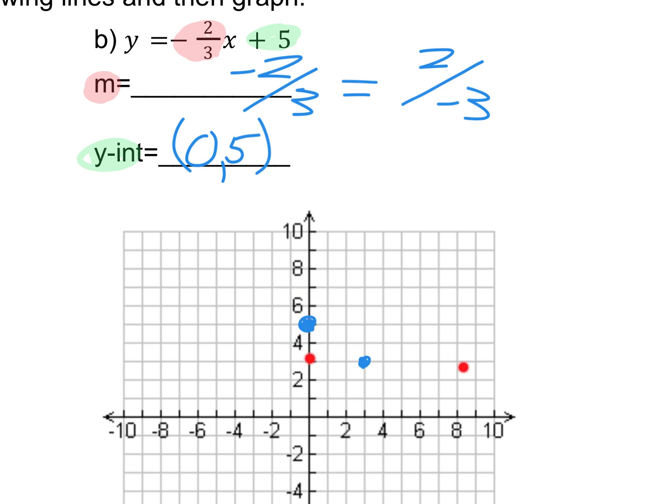So I just did the opposite of what I did the last one. I went down 2 for that one, but now I'm going up 2. And then also, the denominator, instead of being +3, is -3. So instead of going down 2 and right 3, I'm doing the opposite. I'm going up 2 and left 3. So let's put a dot there. Let's see what happens. All right, I'm going to go ahead and draw a line through those.